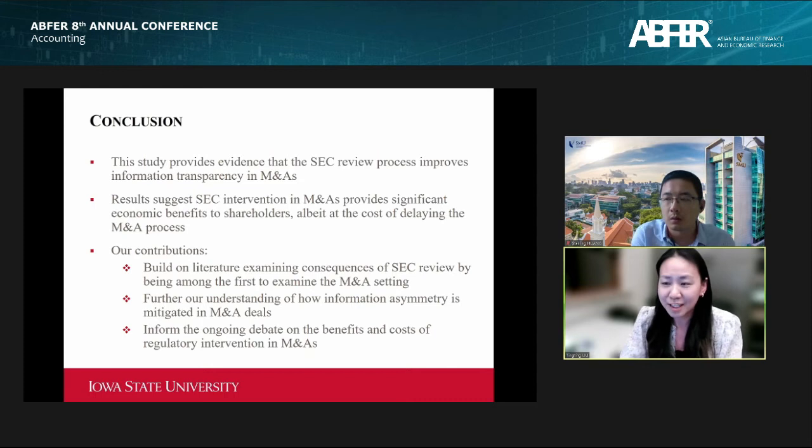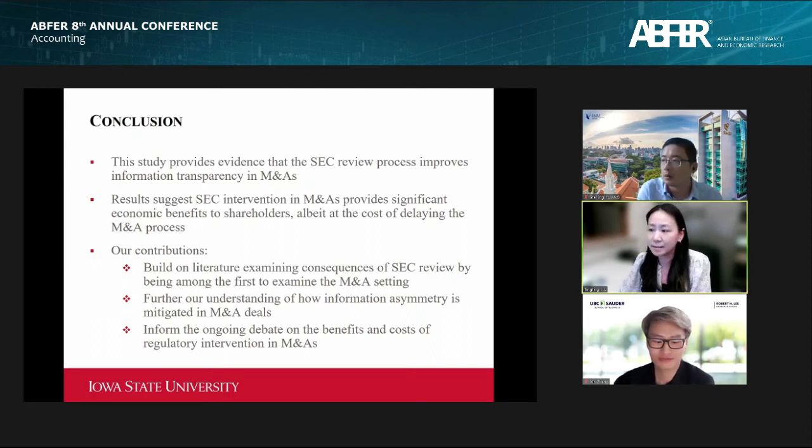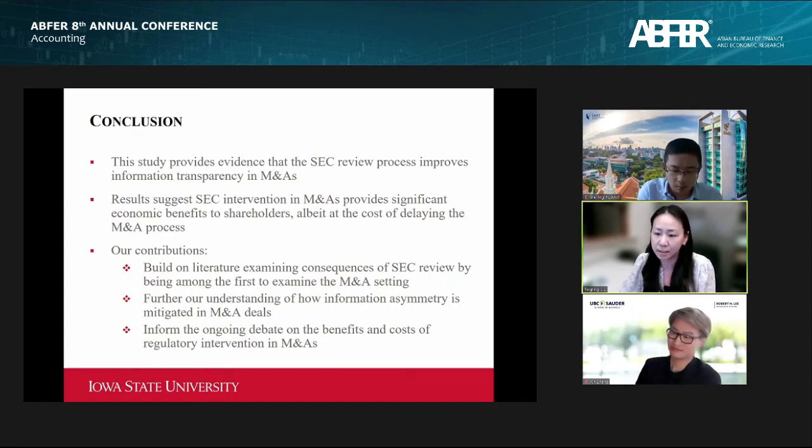Okay, to conclude, hopefully, I think by now I have convinced you the SEC review process actually has a significant impact on the M&A process and ultimately the deal outcomes. So our results suggest the SEC intervention, as an external regulator, this external review does benefit shareholders, but significantly delays the deal process by about 3 weeks.